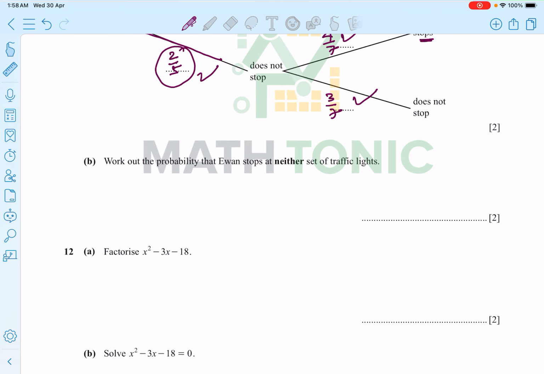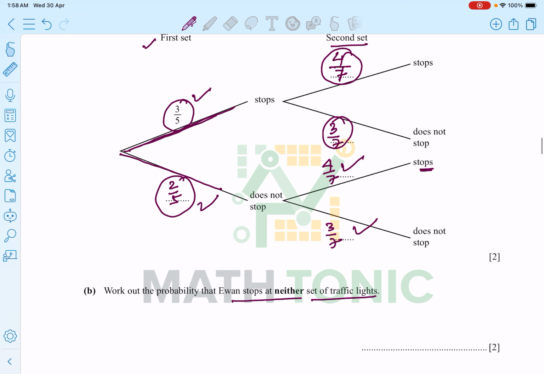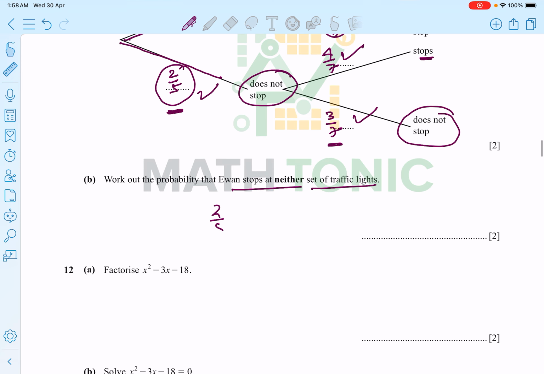Work out the probability that E1 stops at neither set of traffic lights. Neither set of traffic lights means doesn't stop. This one and this one. Got it? So 2 over 5 times 3 over 7. Numerator times numerator is 6, denominator times denominator is 35. So the answer should be 6 over 35, for which the person stops at neither set of traffic lights. Got it?